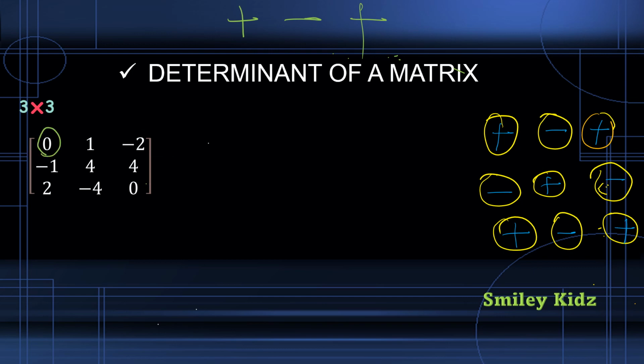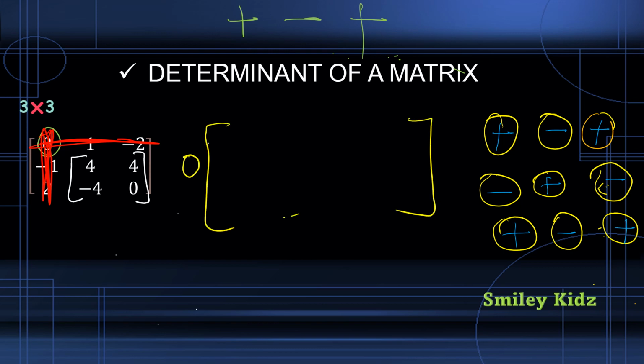Now 0 is a part of one row and is a part of one column. So simply cut this part. Cut the row and column that it belongs to. Then you will be left out with a 2 by 2 matrix. And remember, 0 should be multiplied with it. Whatever you're going to do here, I'll tell you what to do.